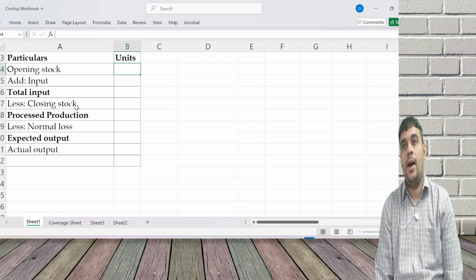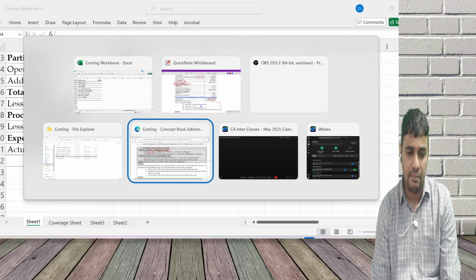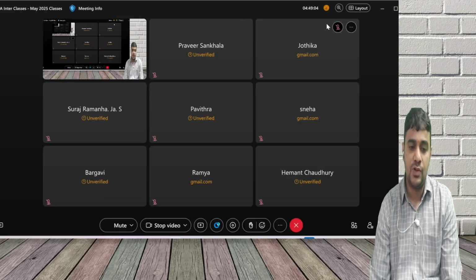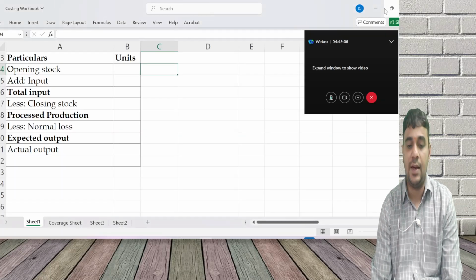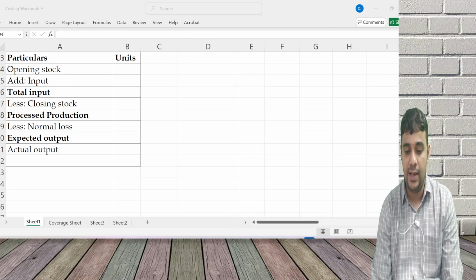Opening stock, add input, total input. It's a very format driven area, time consuming, but the easiest of the lot. It is a time consuming area, that I will have to agree, but yes, it is very easy.